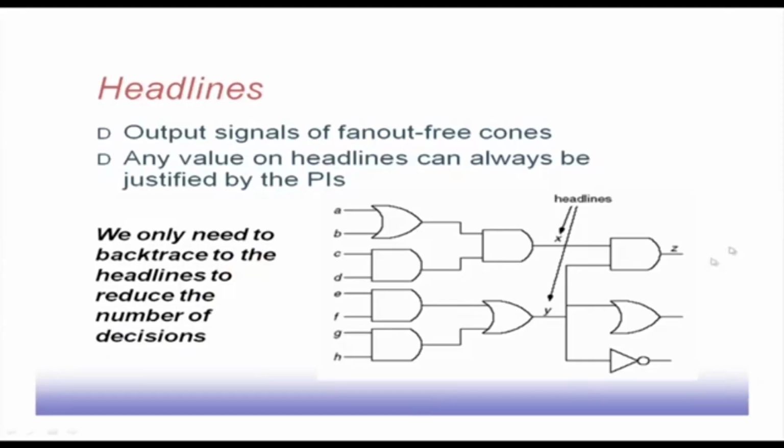So, if we are doing fault test pattern generation, for example, if we are trying to generate some test pattern for Z, once we come to the points x and y, we know that the rest of the thing can be done easily. So, we can reduce the number of backtraces to the headlines only. You do not need to go further.